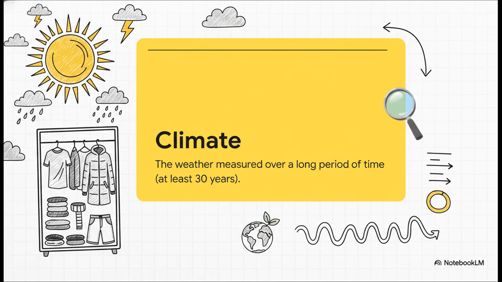Okay, before we get into the code itself, we've got to be crystal clear on one thing, and this is super important. We're talking about climate, not weather. Weather is what's happening outside your window right now. Climate is the average pattern over a really long time. We're talking at least 30 years. Here's a good way to think about it. Weather is the outfit you chose to wear today. Climate is your entire wardrobe.